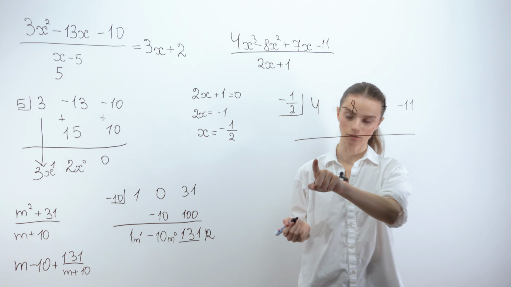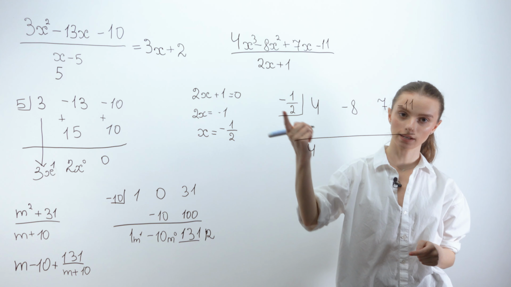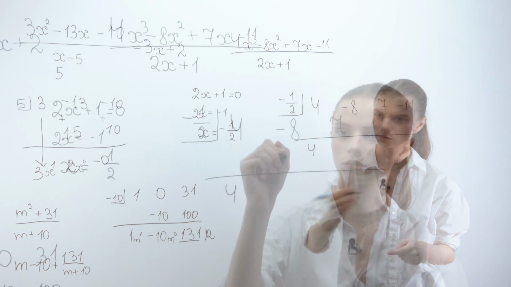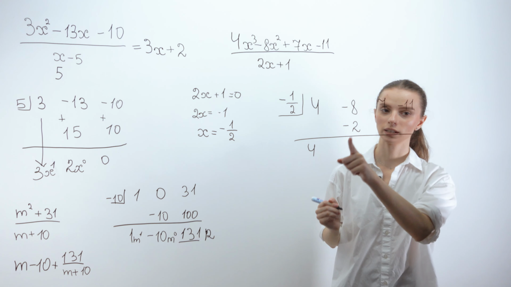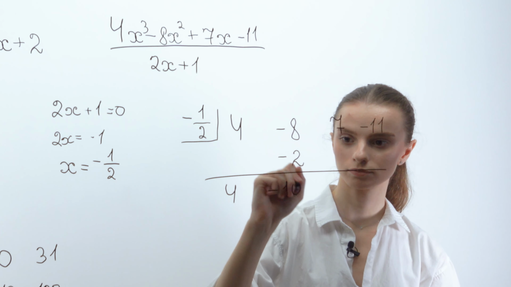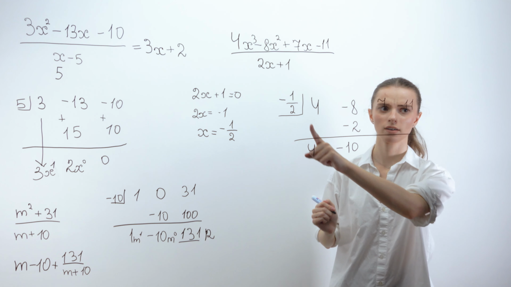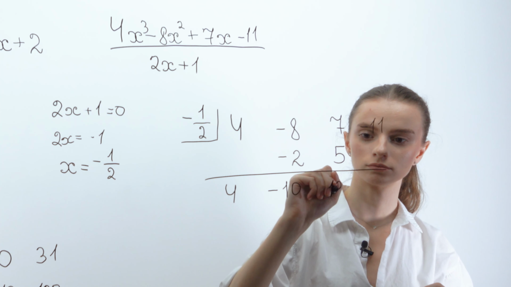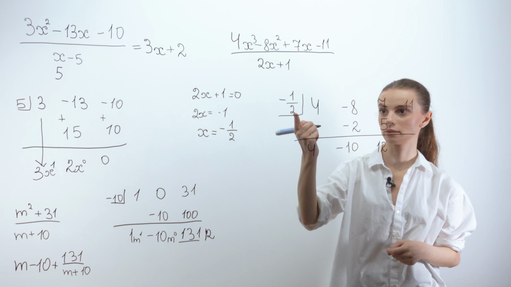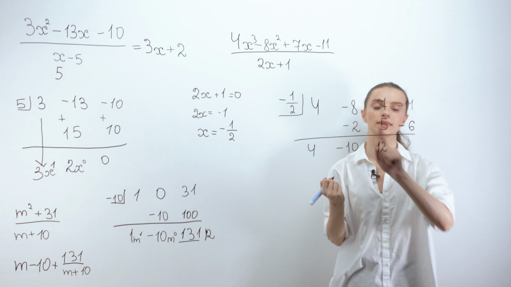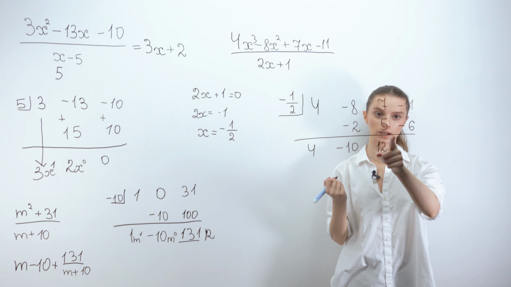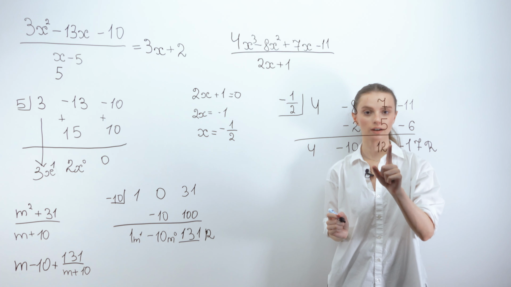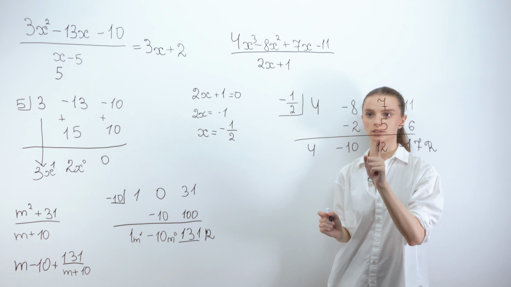Okay, we're bringing down 4. 4 times -1/2. What is that going to be? -2. Okay, -8 plus -2 is going to be -10. -10 times -1/2, that is 5. 7 plus 5 is 12. And then 12 times -1/2, -6. And then -11 minus 6, -17. -17 is your remainder.